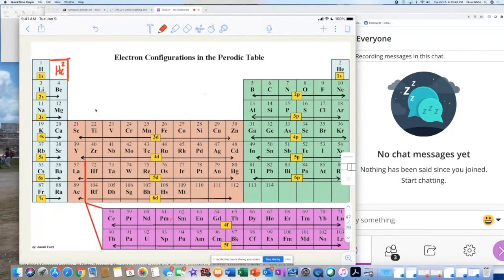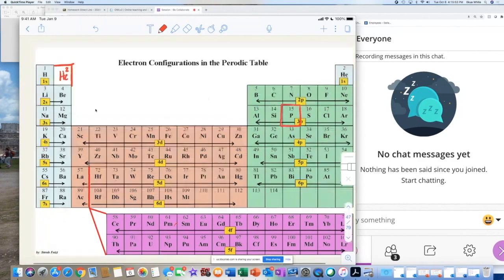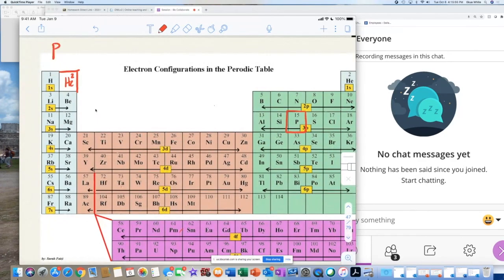Okay, phosphorus is this one here. So we're going to go until we get to this element. Phosphorus has 15 electrons that have to be distributed. Let's go ahead. Where do the first 2 go? 1s again, 1s2.